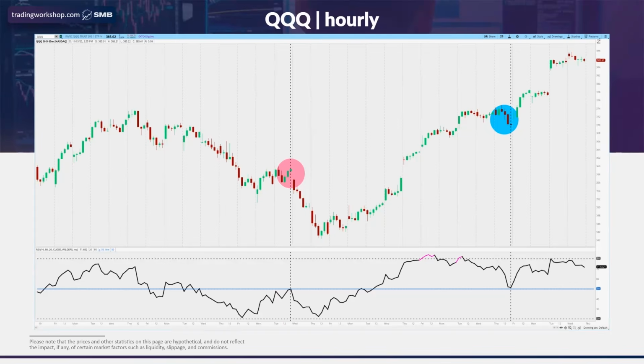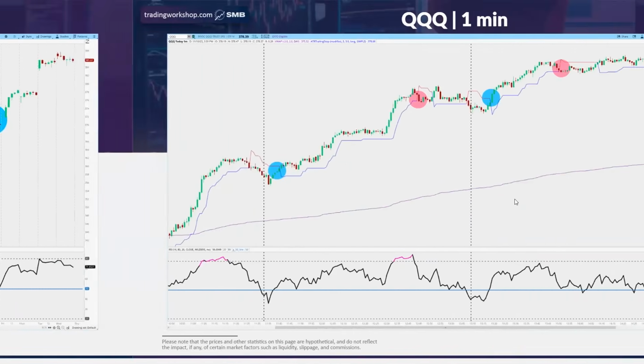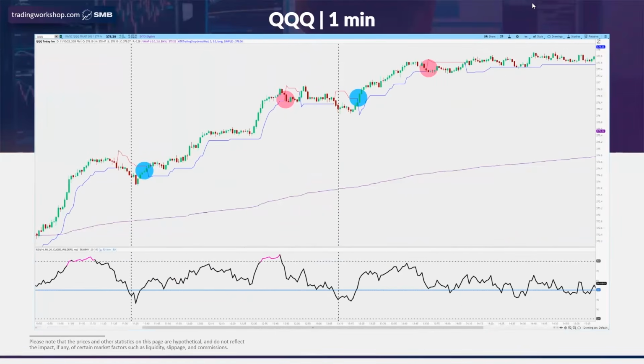So here's a 1-minute chart of the QQQ during the recent bull run. This is a 1-day trade here.